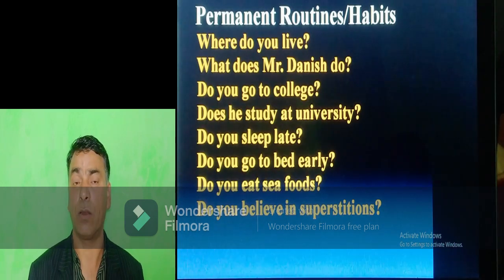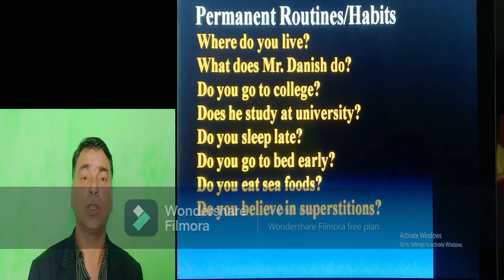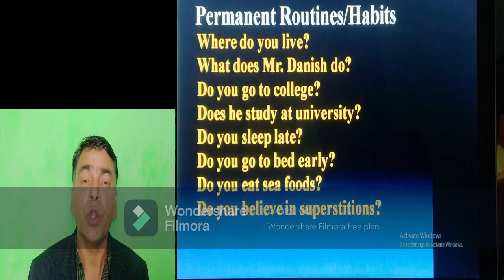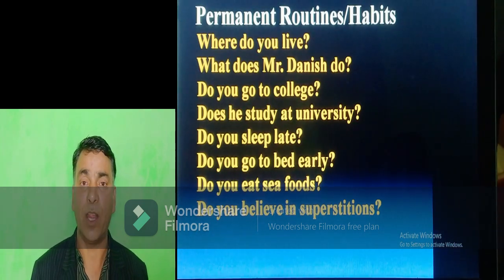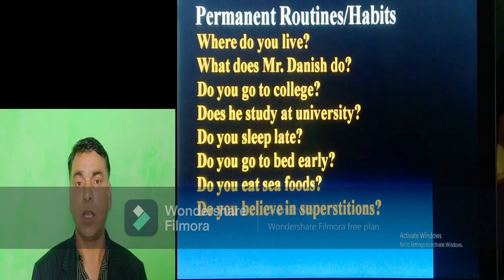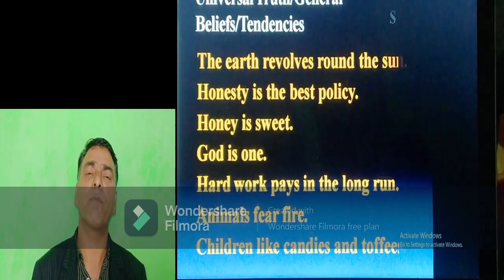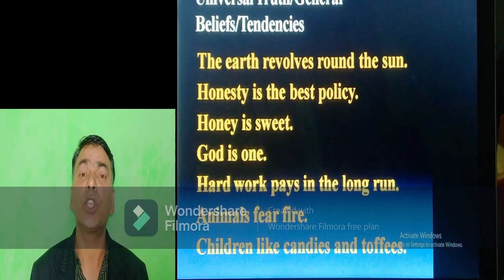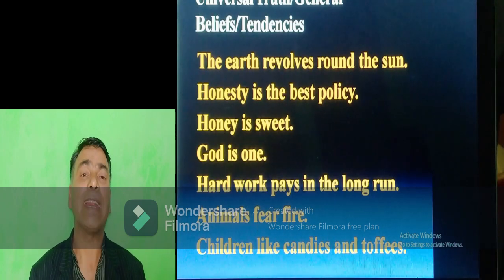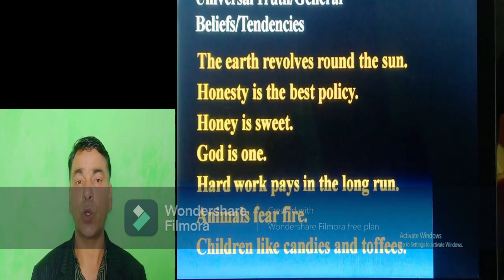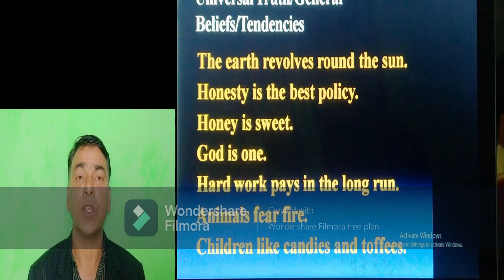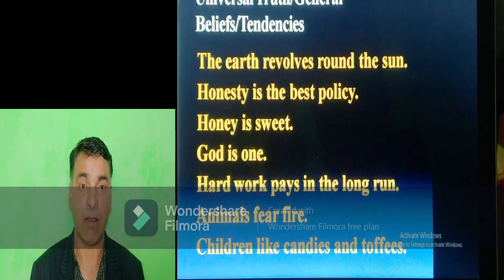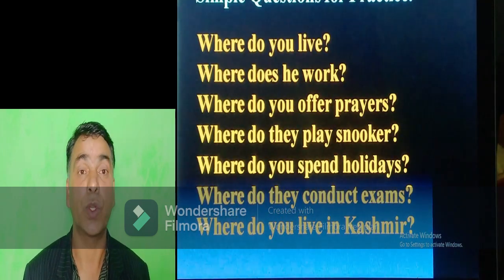That's the structural part. Now the question: why do we use present simple and where exactly? In what situations? Talking about the uses of present simple, it has some limited uses. The first one is that we use it to talk about routines, permanent routines, things that we do as a matter of routine, as a matter of permanent routine.